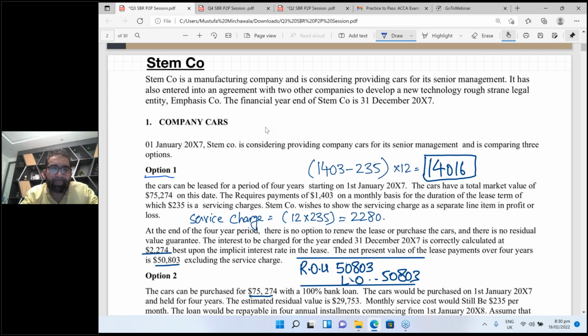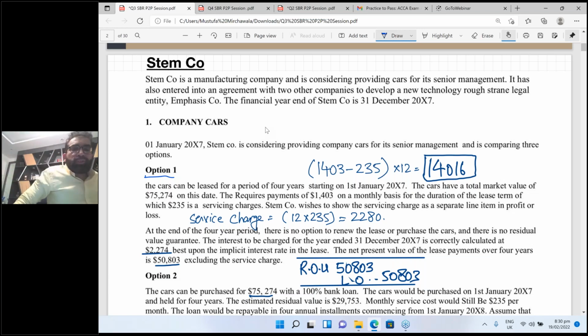Now start reading it. The cars can be leased for a period of 4 years starting on 1st January X7. So it's a finance lease. The cars have a total market value of 75274 on this date. Irrelevant. Leave it. The required payments are 1403 on a monthly basis for the duration of the lease term, of which 235 is a servicing charge. Oh, excellent.